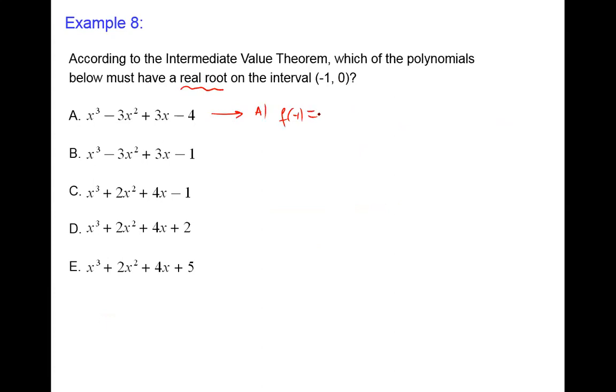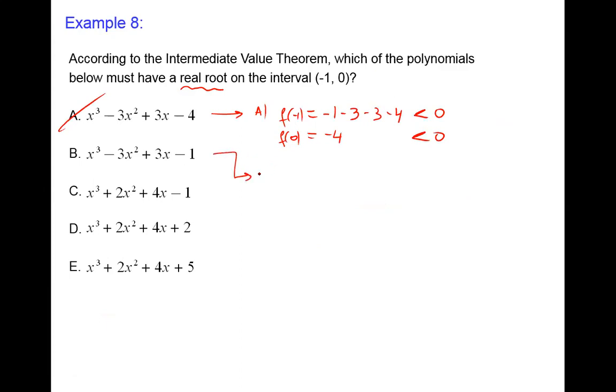Value for -1 and value for 0. For 0 is easy. I can do it, -4. Who can substitute -1? -1, -3, positive, -3, -4. Okay, that's what I see. This is negative and this is negative. Not good. If I have two negatives, that's not a guarantee.